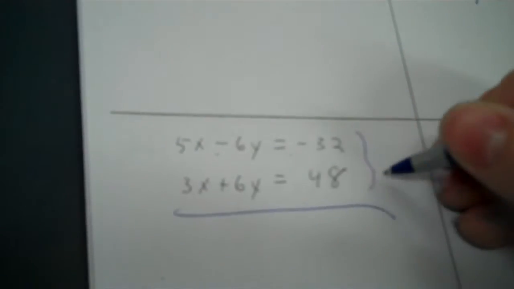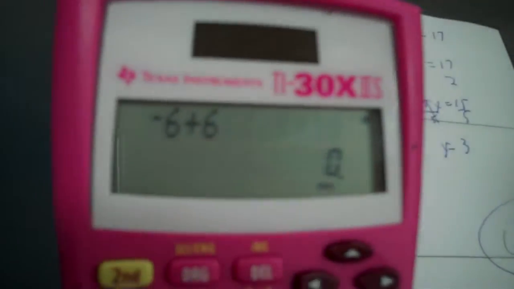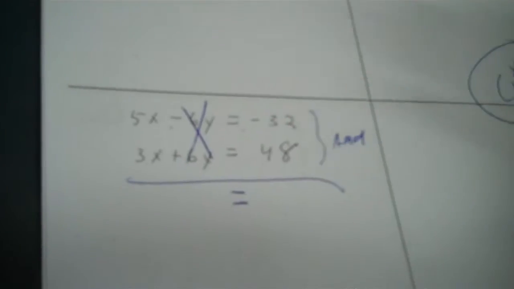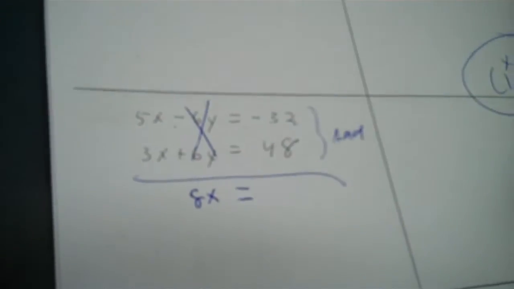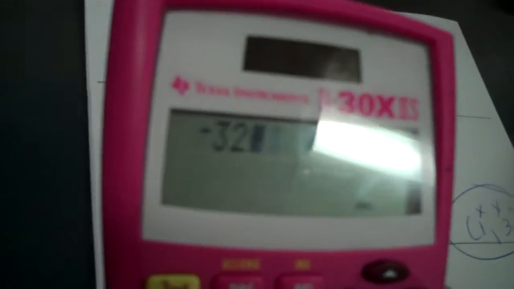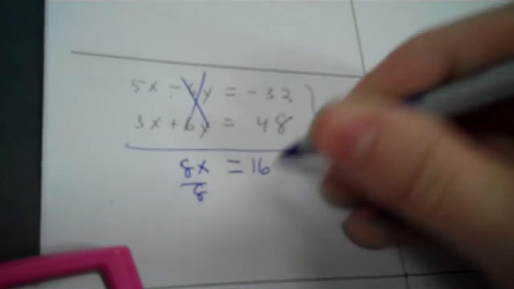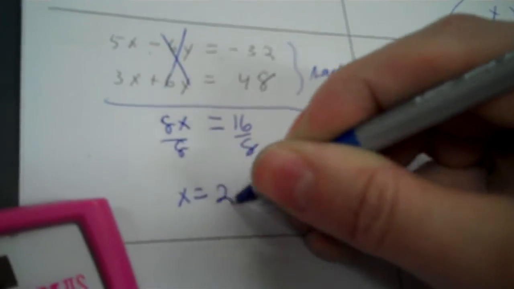Now the next one. Add, okay. 5 plus 3 is 8, that's not 0. Negative 6 plus 6, 0. Those are now eliminated. Either the x's or y's need to be eliminated. Okay, 5x plus 3x is 8x, and then over here I take negative 32 plus 48, and that's 16. Divide by 8, 16 divided by 8 is 2. So 2 is your x.